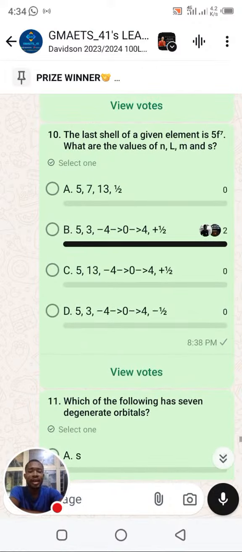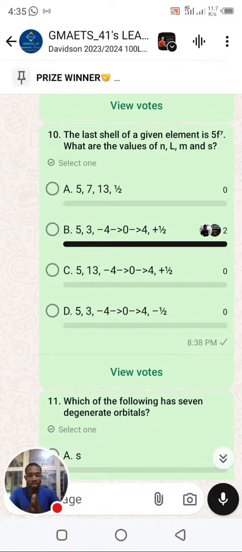All right, so clearly you want to take note that the principal quantum number n, the first one, is equal to 5. That 5 that is attached to that f is the value of the principal quantum number. Are you getting me right? So n equals 5. Then l, the azimuthal quantum number. To obtain it, we are meant to do n minus 1, which will give us 5 minus 1, which is equal to 4.